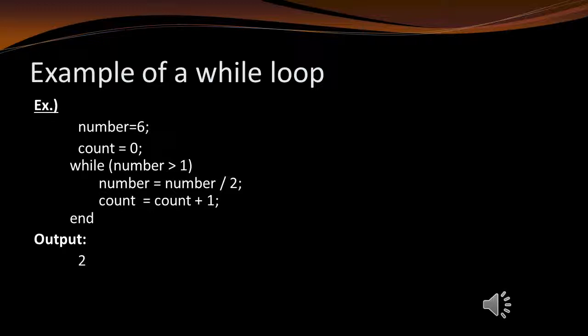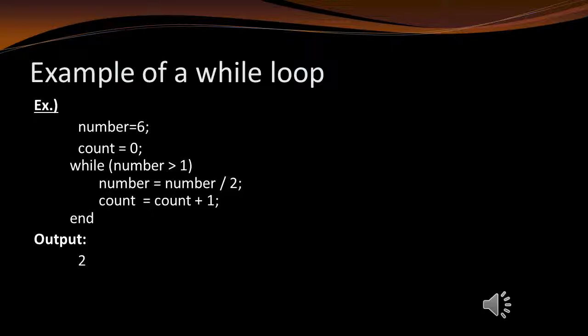Example of a while loop. To begin the while statement, the variables are defined. In this example, the first variable, called number, equals 6, and the variable called count equals 0. Next, the condition is stated as while the variable number is greater than 1, which means that MATLAB will continue on with the loop as long as the condition is true.